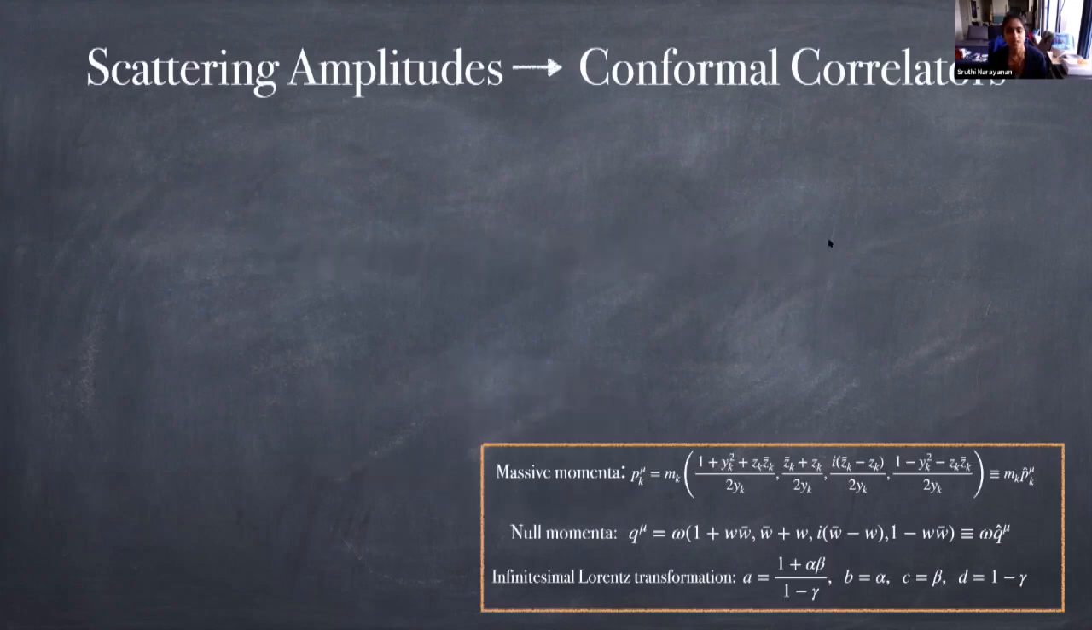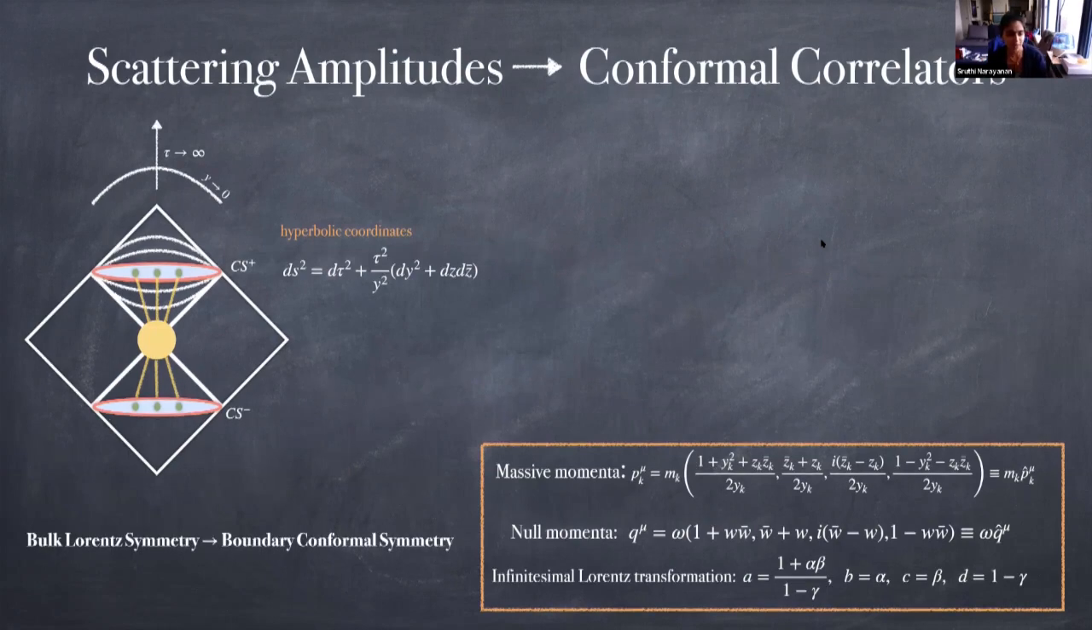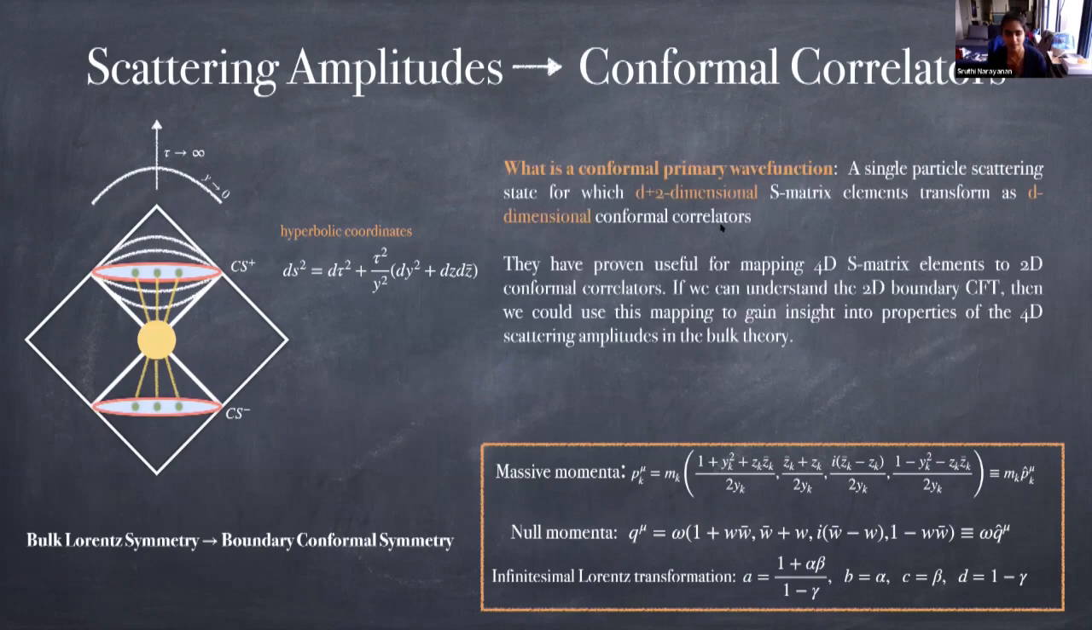Okay, so right. All of this background is stuff that you've probably all gotten tired of hearing over the course of this week, but the basic problem is to try to relate scattering amplitudes to conformal correlators at the 2-dimensional boundary. And the basis of this is there's a relationship between bulk Lorentz symmetries and boundary conformal symmetries. And conformal primary wave functions have proven useful for making this connection. There are single particle scattering states for which the (d+2)-dimensional S matrix elements transform as d-dimensional conformal correlators.